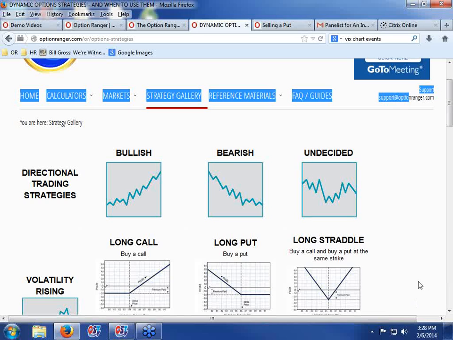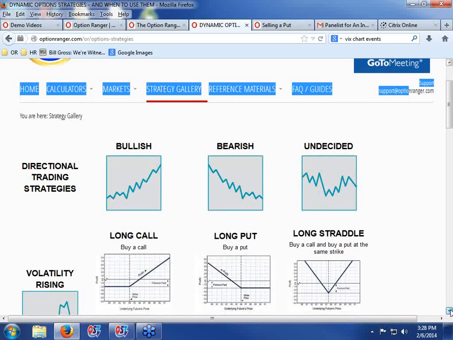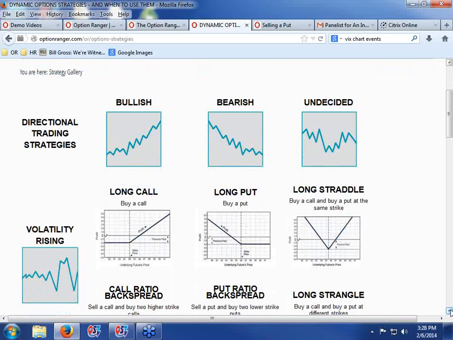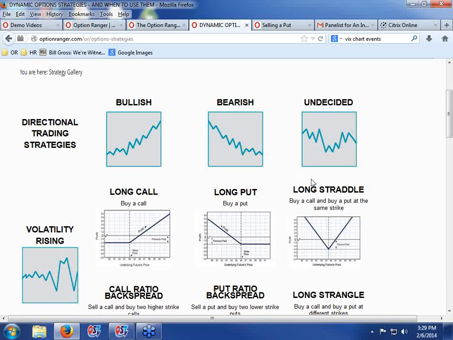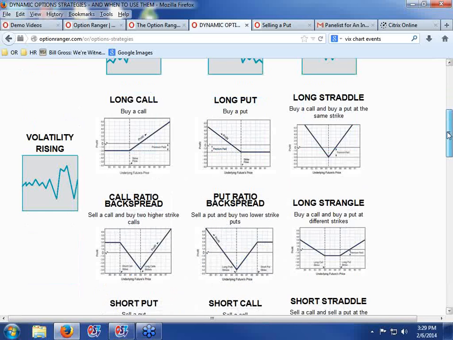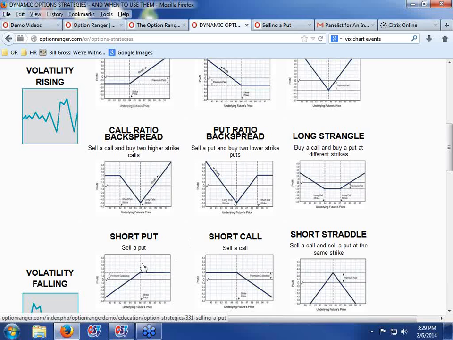Bear in mind that if you haven't seen the previous segments in the series, as well as our discussion on volatility and risk, please be sure to check out our demo section where you can see some demo videos on how to input trades. Be sure to check out the dynamic option strategy gallery in which the parameters for selecting trades are discussed. When we go to the strategy gallery today, we are going to be looking into selling a put, or as we phrase it here, shorting a put.